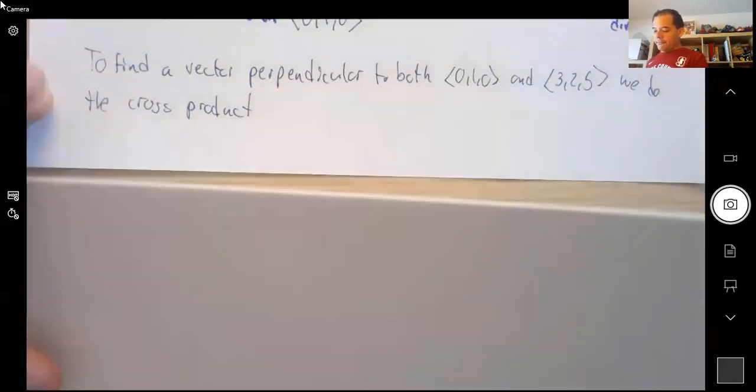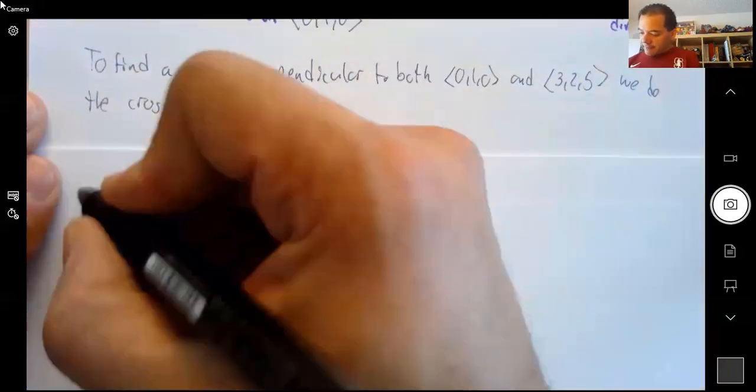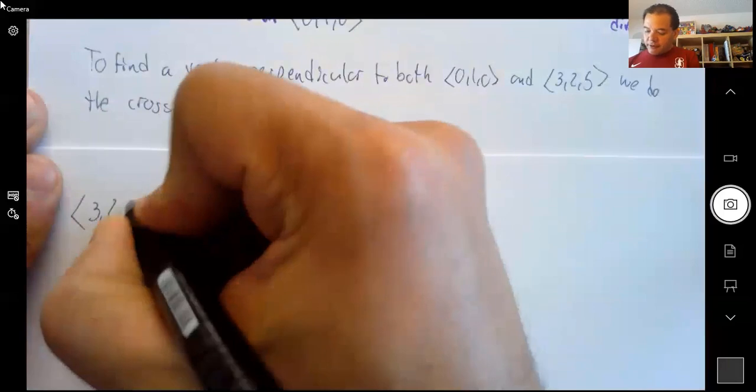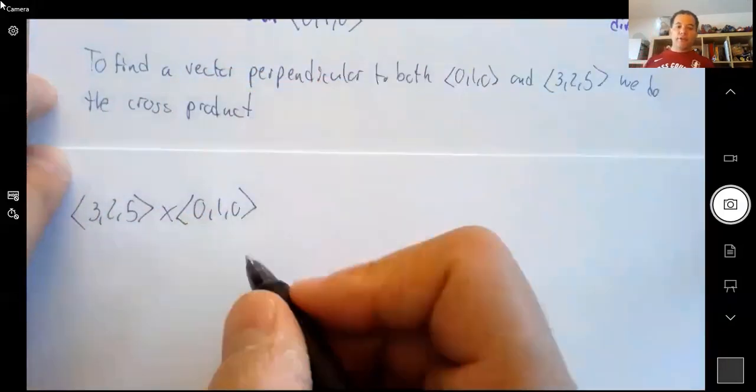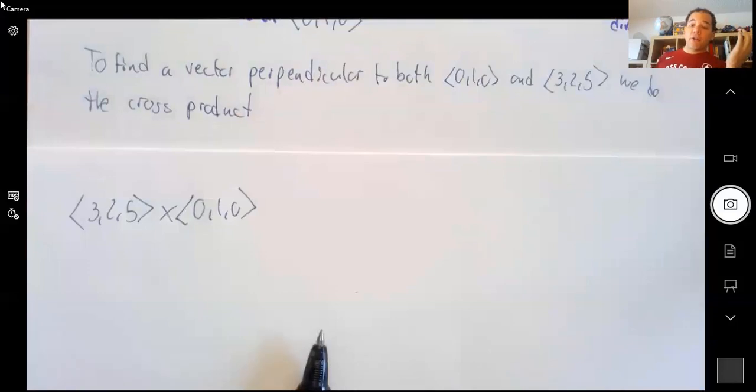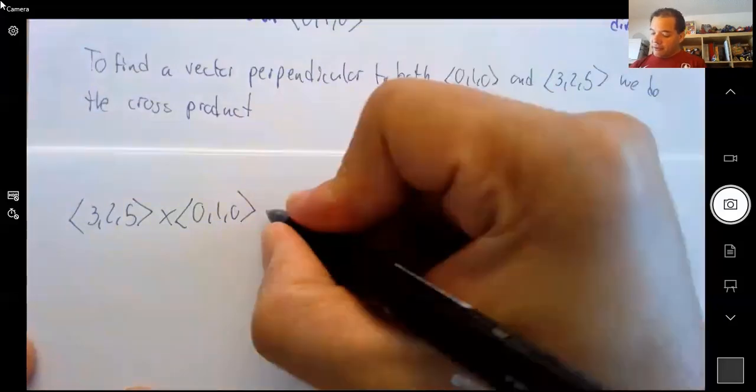We have to do (3, 2, 5) cross product (0, 1, 0). Order is not important, right? Either way, you're going to get a correct direction vector. Maybe you get this one, or maybe you get the one in the opposite direction, but either one of the two works, okay?